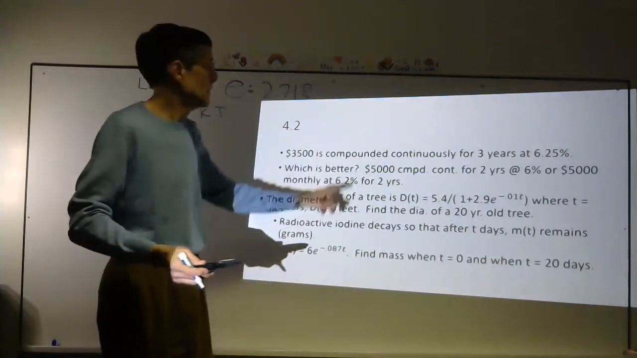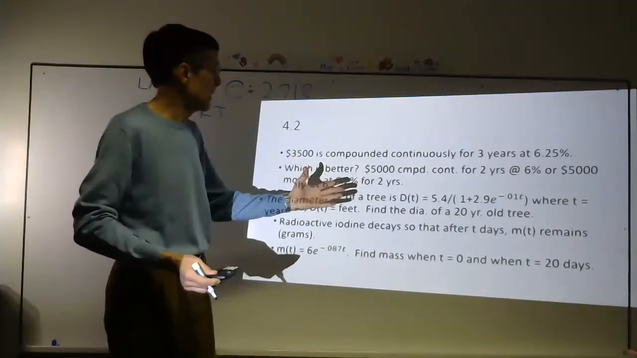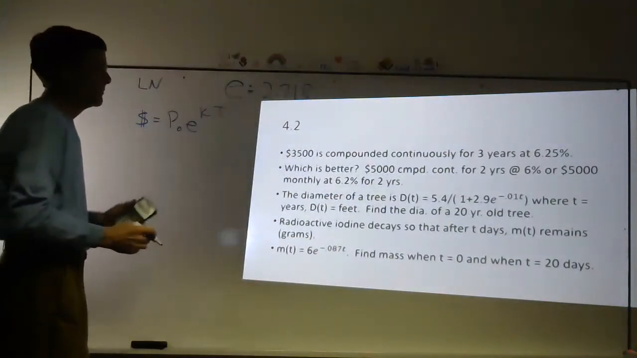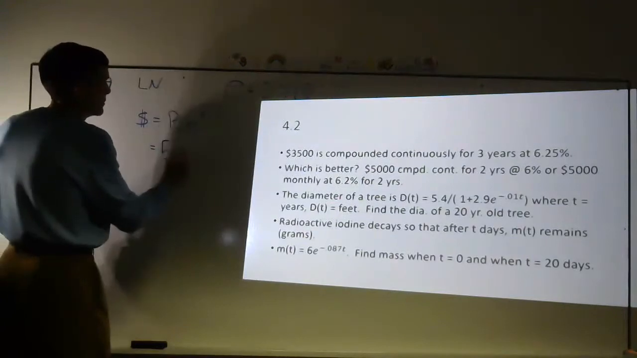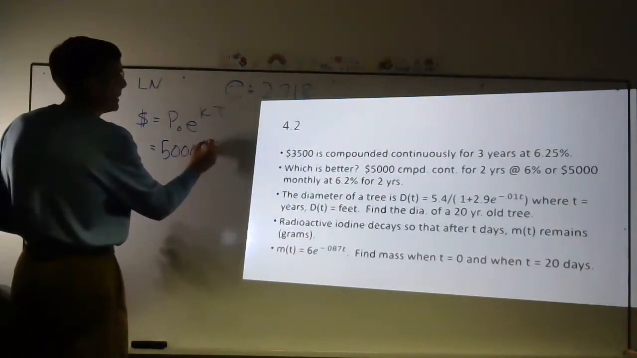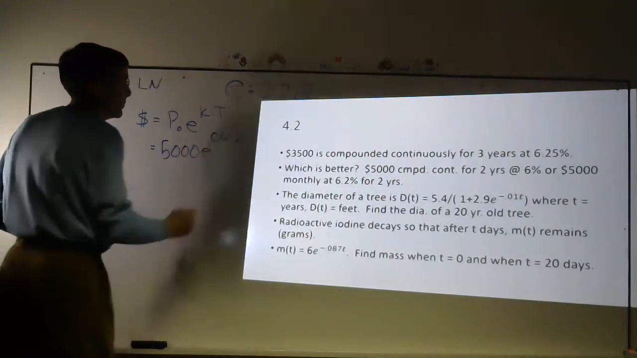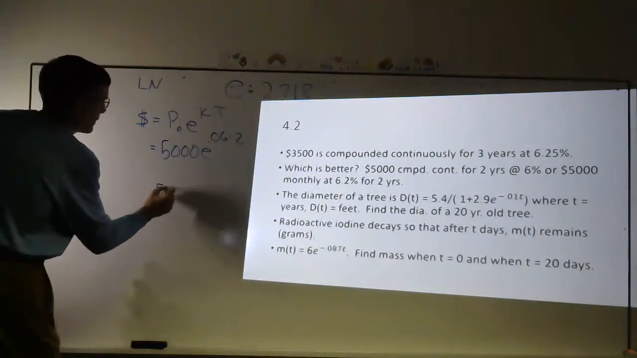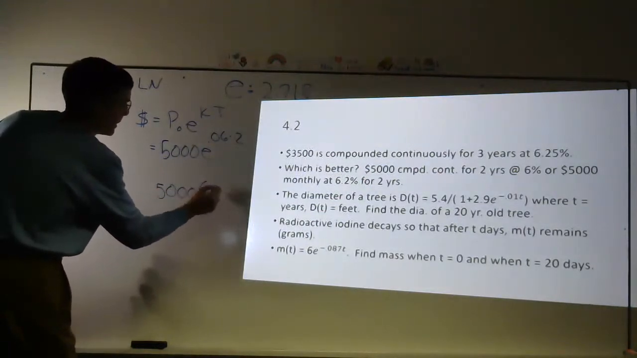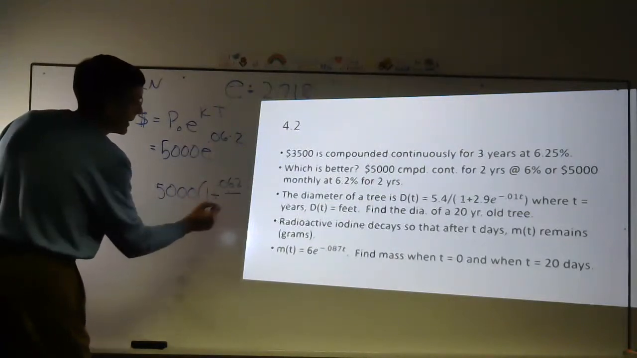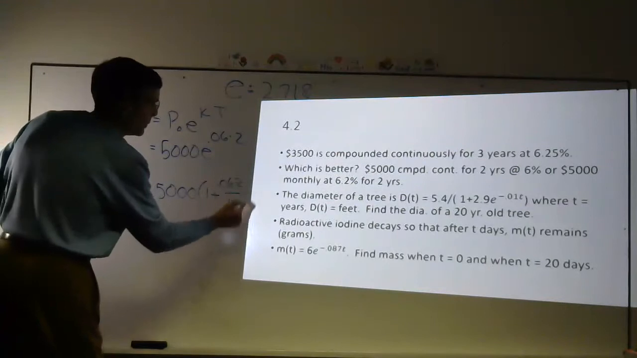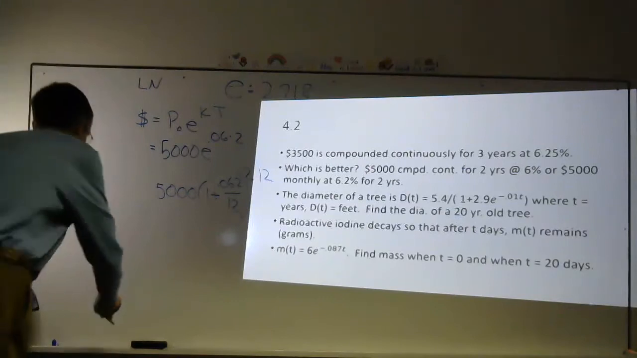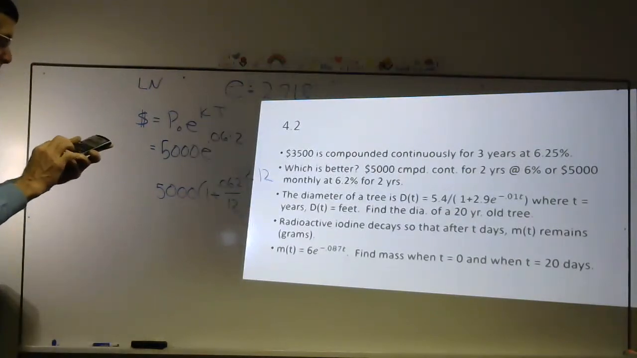You'll get more money compounded continuously. But I messed with it a little bit. I changed it from 6 to 6.2. We're going to have to work out both of them. I'll do this one first. So I have 5,000 e to the 0.06 times 2, correct? Then for the second one, because we're doing it monthly, it would be $5,000 times (1 plus 0.062 divided by 12, because it's monthly) raised to the 2 times 12. Everybody with me?